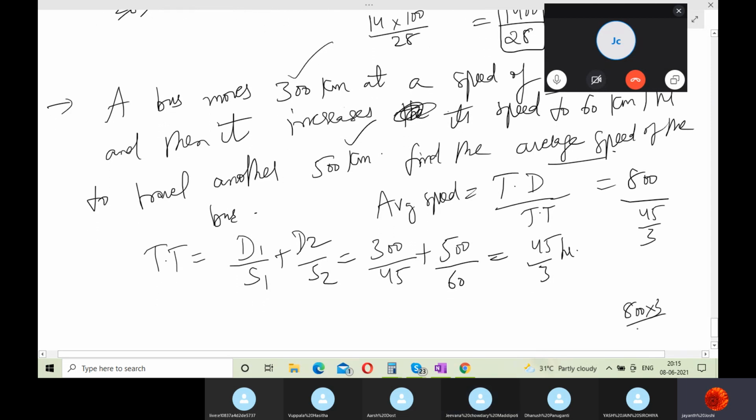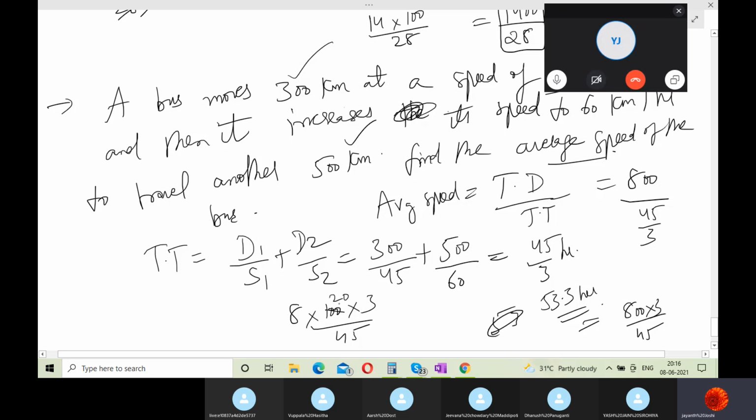800 into 3 by 45. Cancel, you just cancel this. You will get 53.3. 53.3, sir. Yes, hours. Please calculate, all of you. This also you can do one thing: 8 into 100 into 3 by 45. Now it becomes easy for you.